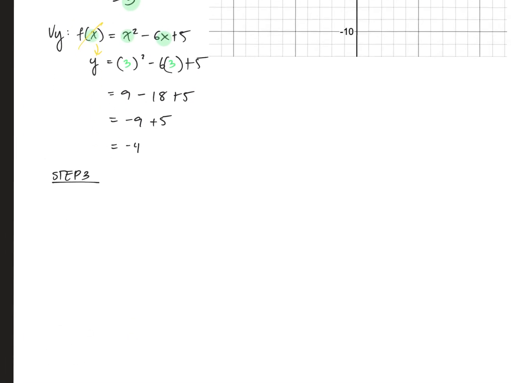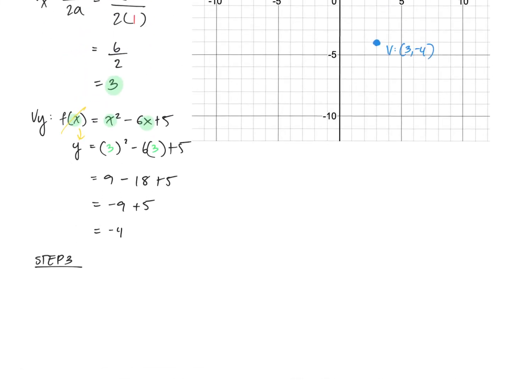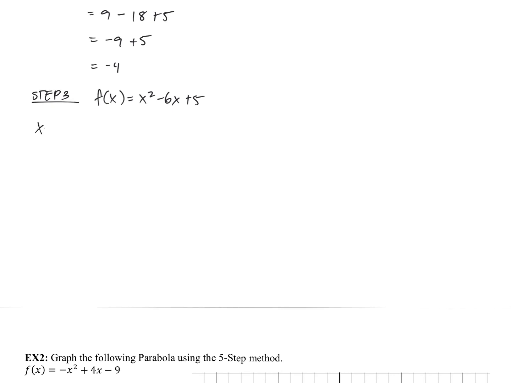Alright, so let's go ahead and find my intercepts. So first off, let me write down my equation. So f of x equals x squared minus 6x plus 5. So let's find x-intercepts. How do we find x? We set y equal to 0. So 0 equals x squared minus 6x plus 5. Does this factor? Let's see, x minus 1 and x, oops, wrong color, and x minus 5. Okay, yes, it does factor, so let's go ahead and do the zero factor property.